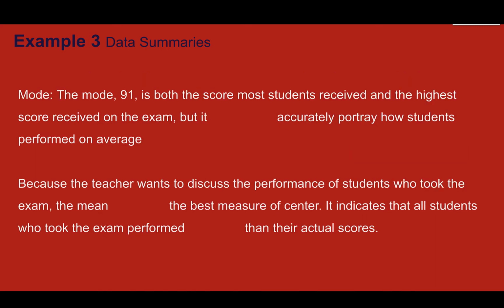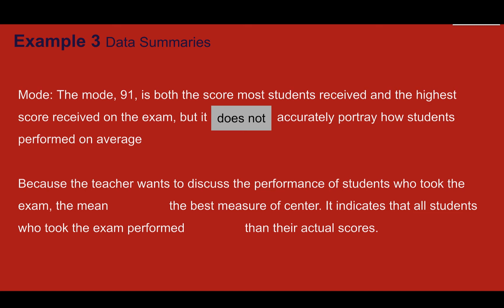If we were to check the mode, which is 91, it is the score that most students received and the highest score, but it's not accurate on how the average student performed. Even though it had the most occurrences of 3, that means that 3 students got it, but all the rest of them did not. So 91, not necessarily the greatest. If 91 had been more towards the middle, then maybe we would use it. But when it's the maximum or the minimum, it's usually not the best.